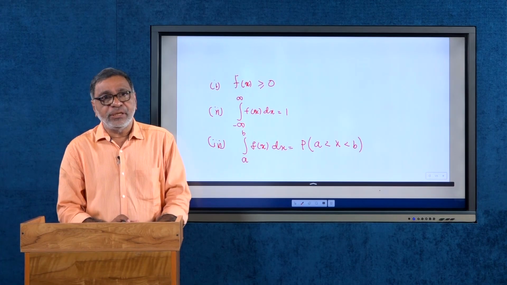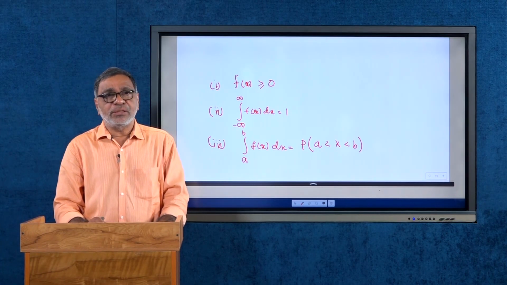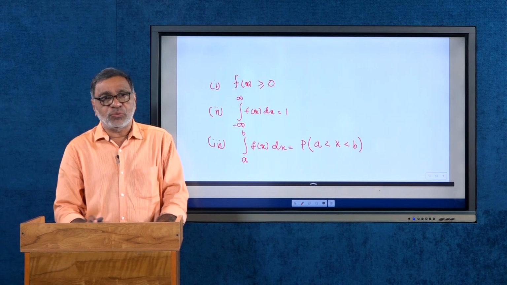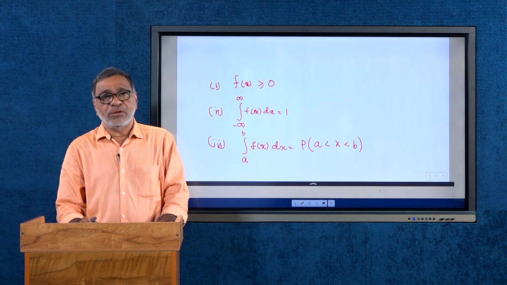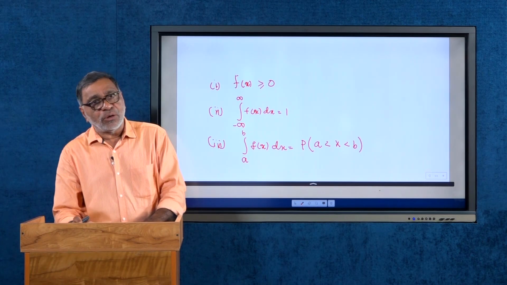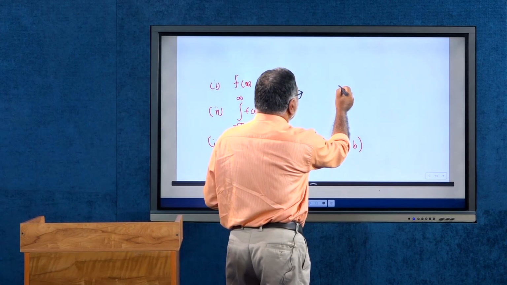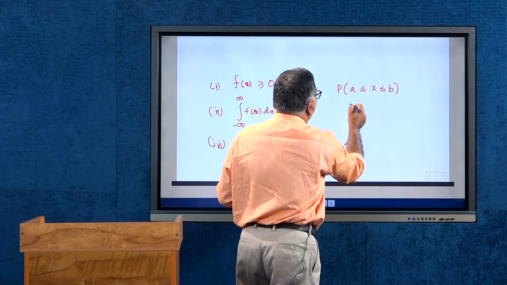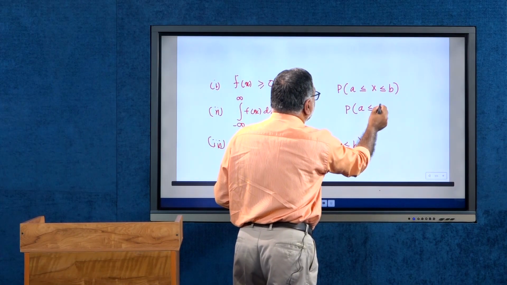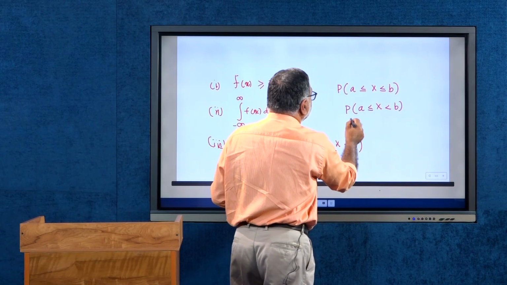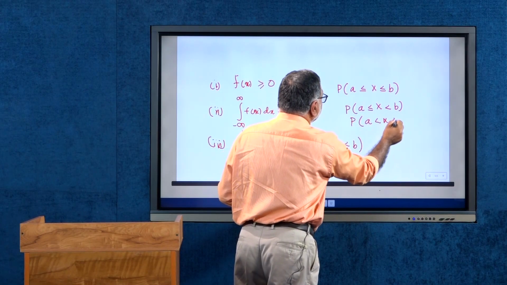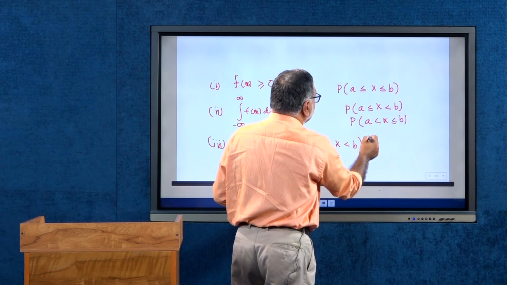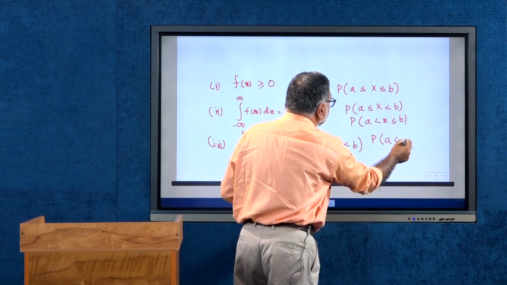One is non-negativity, and second is that the total integral from minus infinity to plus infinity of f(x) dx is equal to 1. And if you integrate the density function from a to b, then that is nothing but the probability that the random variable X lies between a and b. And note that for a continuous random variable, the probability of a less than or equal to X less than or equal to b, or a less than or equal to X less than b, or a less than X less than or equal to b, or a less than X less than b.